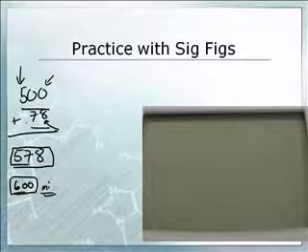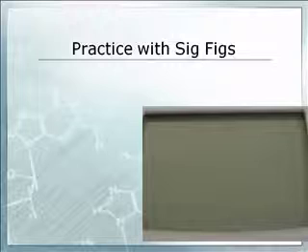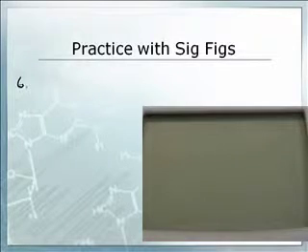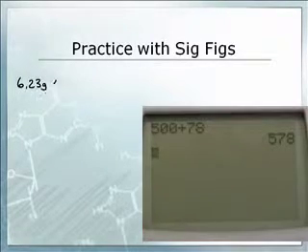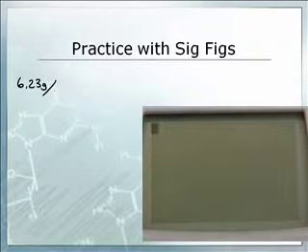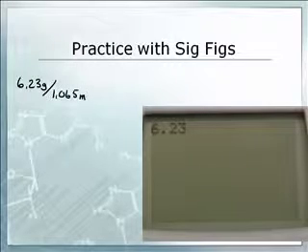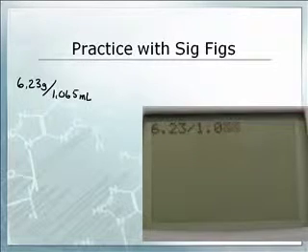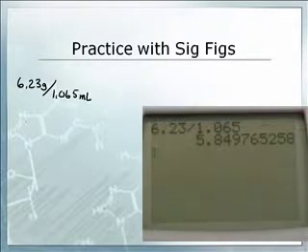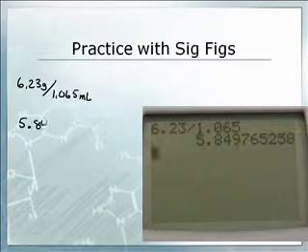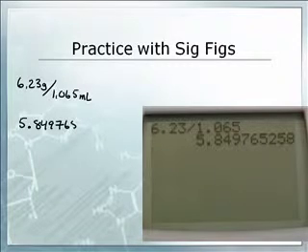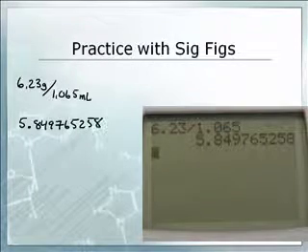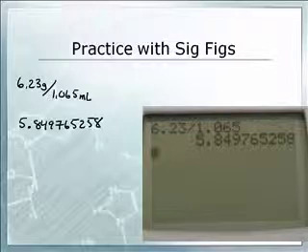Let's do some multiplication and division. Okay. What do you think about that? Let's go. All right, let's say that I have 6.23 grams, and I divide it by 1.065 milliliters. This is a density problem. All right. 6.23 divided by 1.065. Enter. What do you get there, Mr. Samson? 5.849765258. Don't write that as your answer.